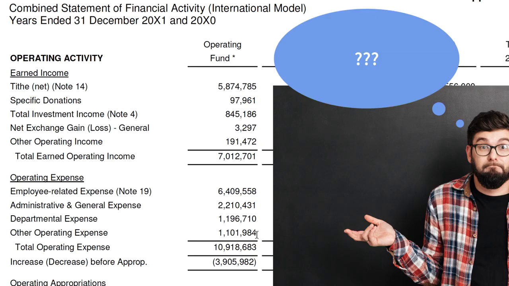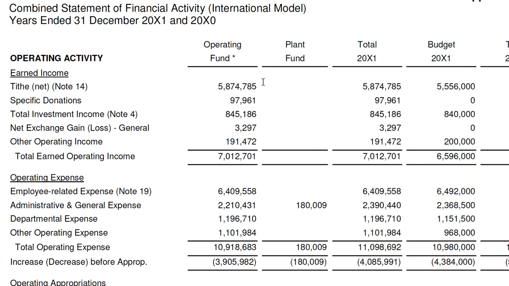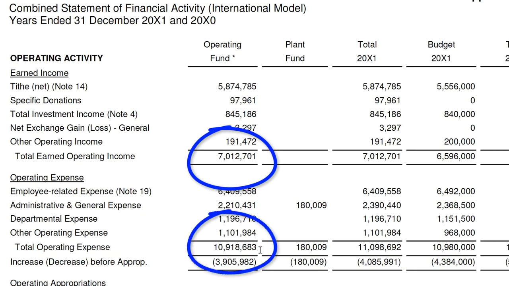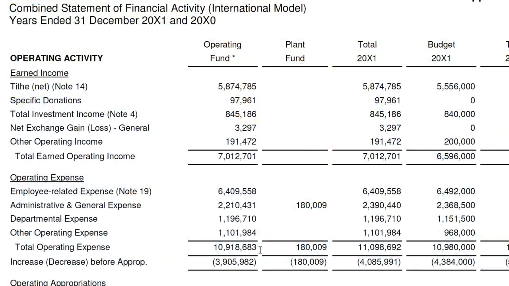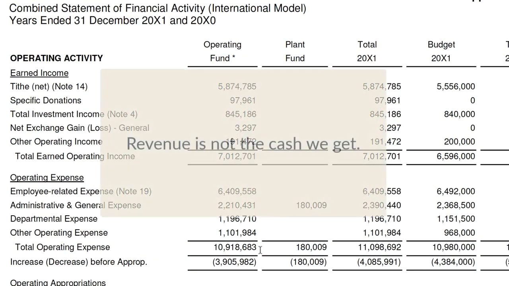So what the beginner thinks is, this was the money we brought in. We brought in 7 million of income, and we paid out 10 million. But that's not the way accounting works. So fasten your seatbelt. It's very straightforward, but it is a little bit different.